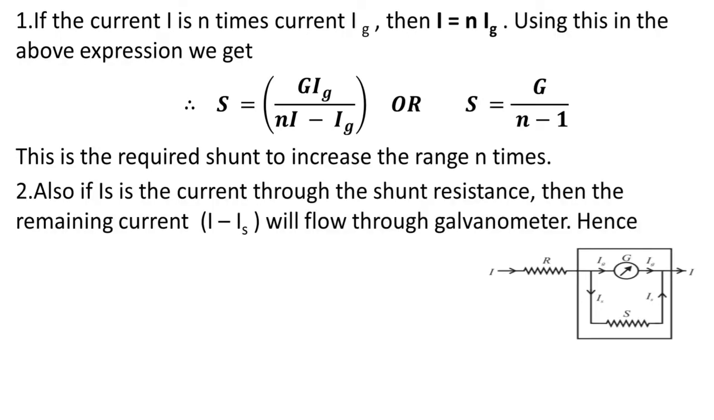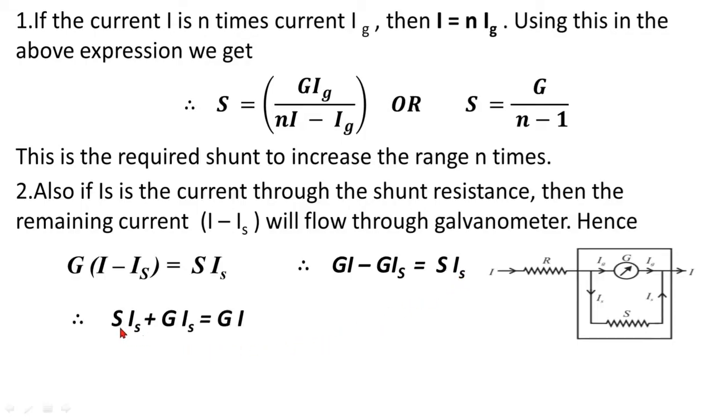Also, if Is is the current through the shunt resistance, then the remaining current I − Is will flow through the galvanometer. Hence, G (I − Is) = S Is. Solving this bracket, we have GI − G Is = S Is.